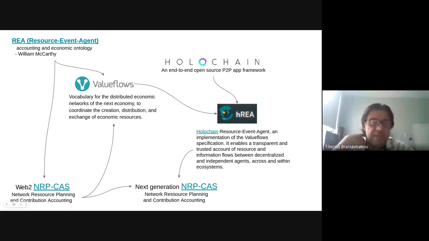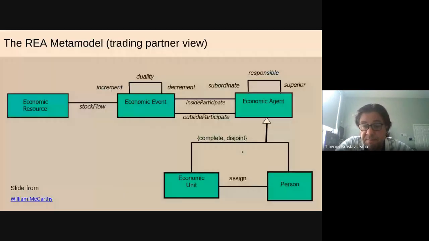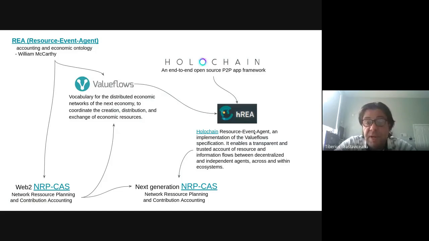So once we did the NRP, Bob and Lynn abstracted it and created this vocabulary, just to make it more generic so other people can use it. And then Holochain came along, and somebody took the ValueFlows vocabulary and did a Holochain implementation of the REA, resource event agent, how do you say, ontology. So now the HREA, which is the Holochain REA, uses ValueFlows, and it constitutes the backbone of what we call a next generation NRP-CAS.